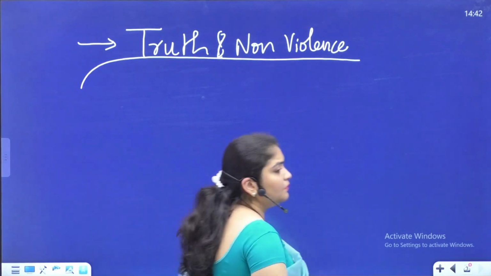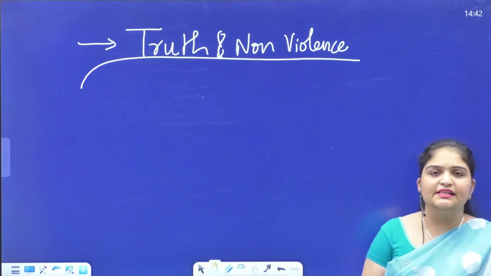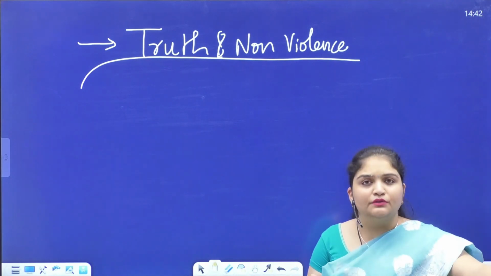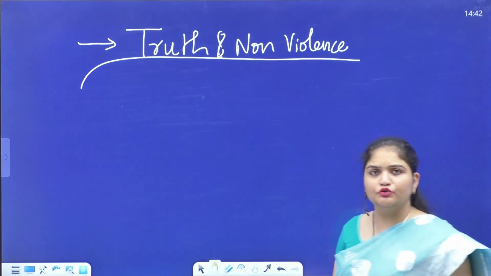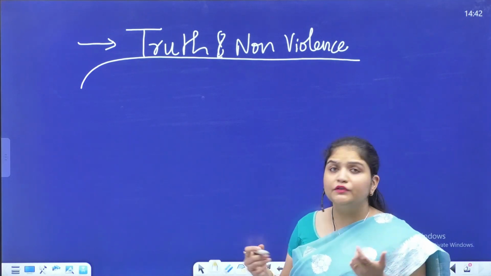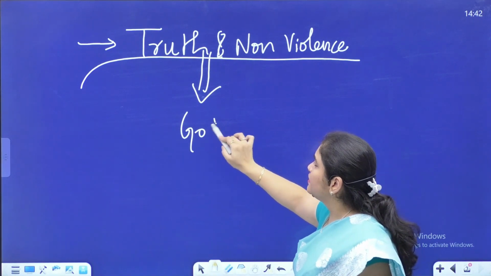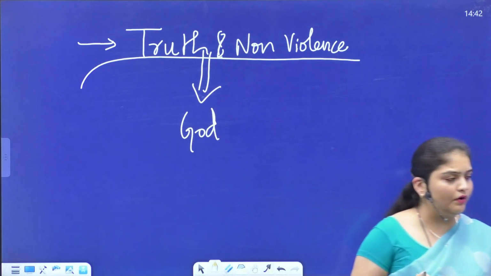All right. So what does he mean by truth? What is truth for Gandhi? He says there is a relative truth and there is an absolute truth. Absolute truth is the reality, okay? And he equates truth with whom? He equates truth with God, okay?